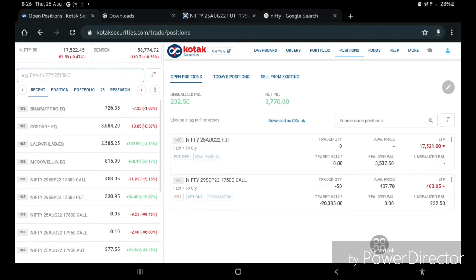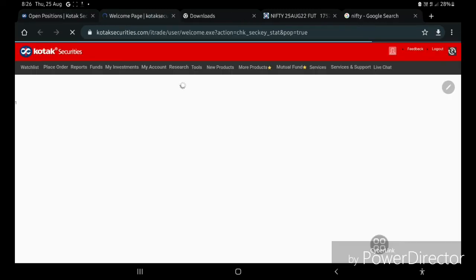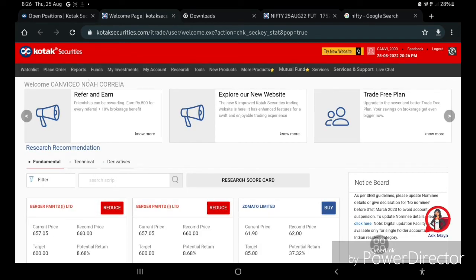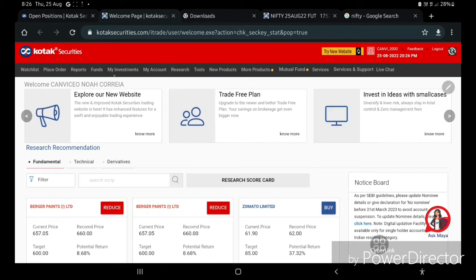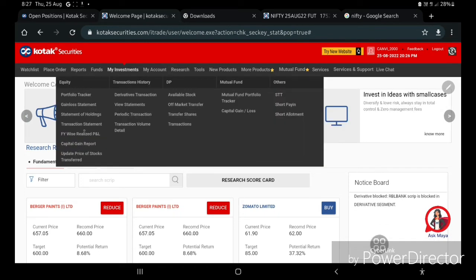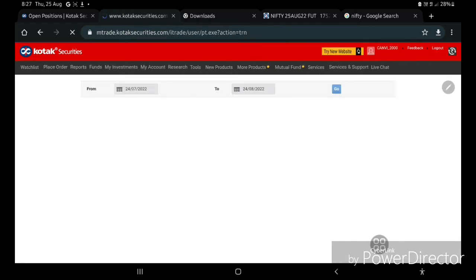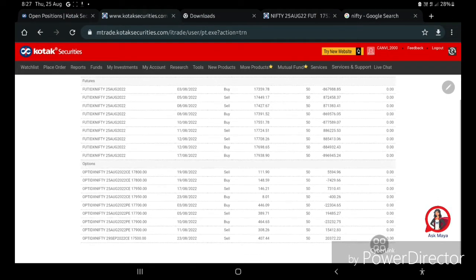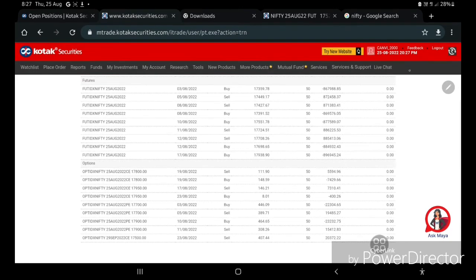So let me show you my positions or the transactions that I had taken on 17th, so that you may also find this genuine. It is always better to confirm that whatever you are learning is from a genuine source or not. Here you can see that on 17th I had taken this trade.